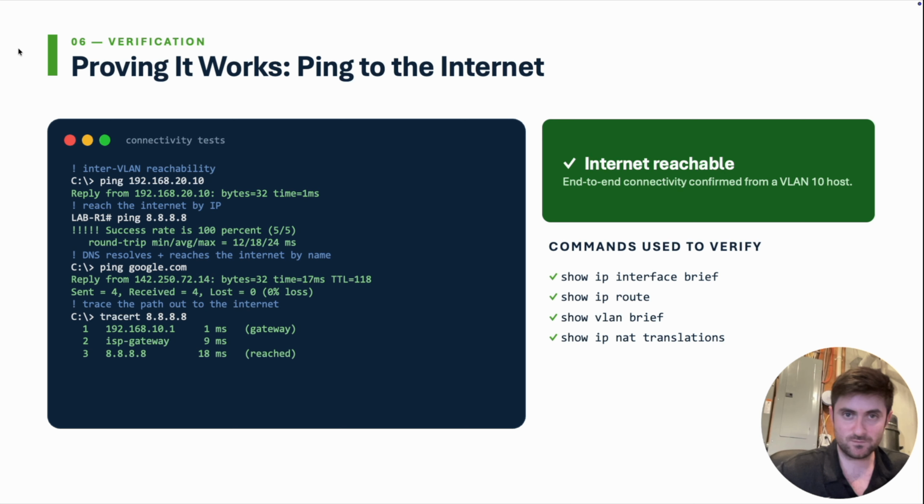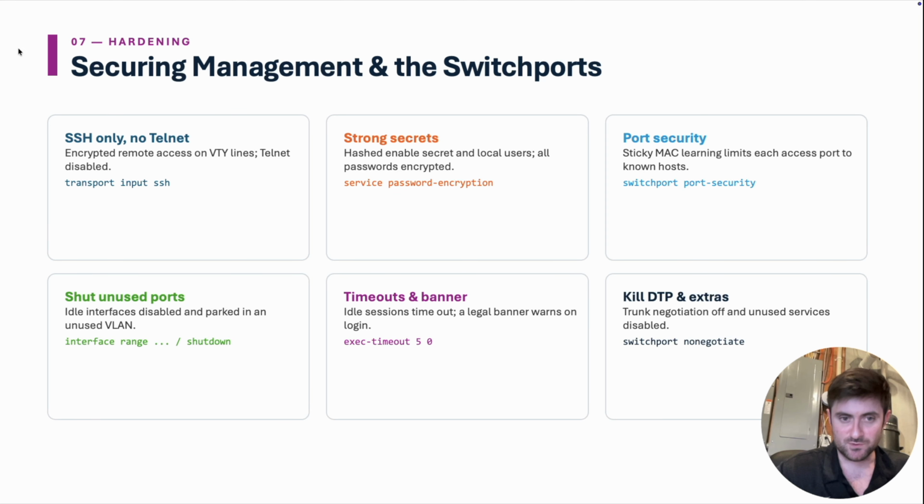Now for securing management and the switch ports, we use SSH to encrypt remote access on the VTY lines. Strong secrets, we hash them using MD5 encryption, I believe. And no clear text passwords. We encrypted any plain text passwords with service password-encryption. Port security, we configured just for sticky MAC learning to limit each access port to known hosts. We shut down unused ports.